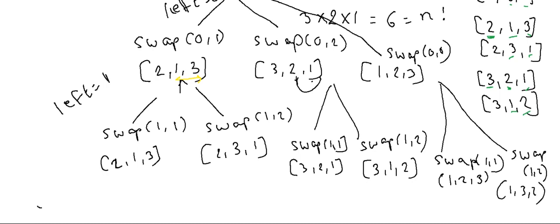Now again I'm going to increment my left pointer, so my left pointer will be equal to 2. That is the last element. There are no more elements to swap with, right? We cannot swap this element with any other element on its right. Swapping this element with itself is going to result in the same permutation, so no need to do this. So we can do this till the length of the array minus 1.